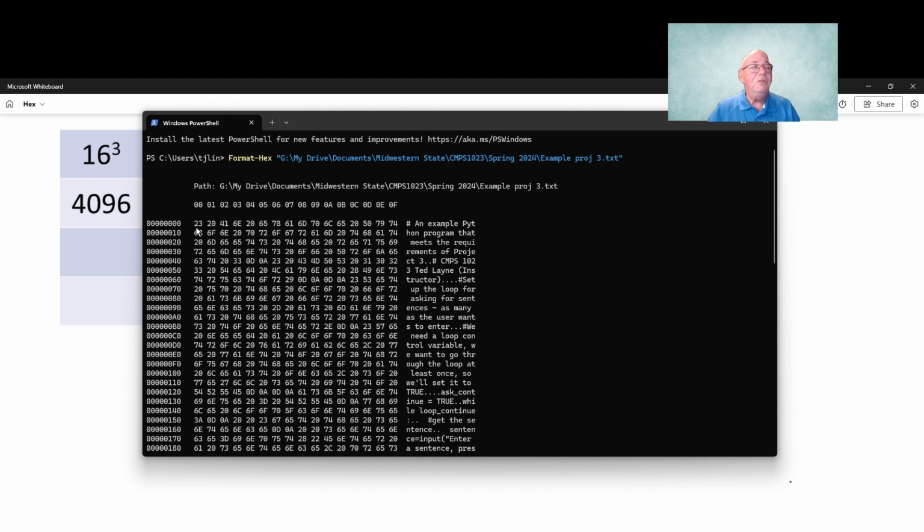So each of these 2 hexadecimal digits represent 1 byte. So this is actually a breakout byte by byte by byte. All right.